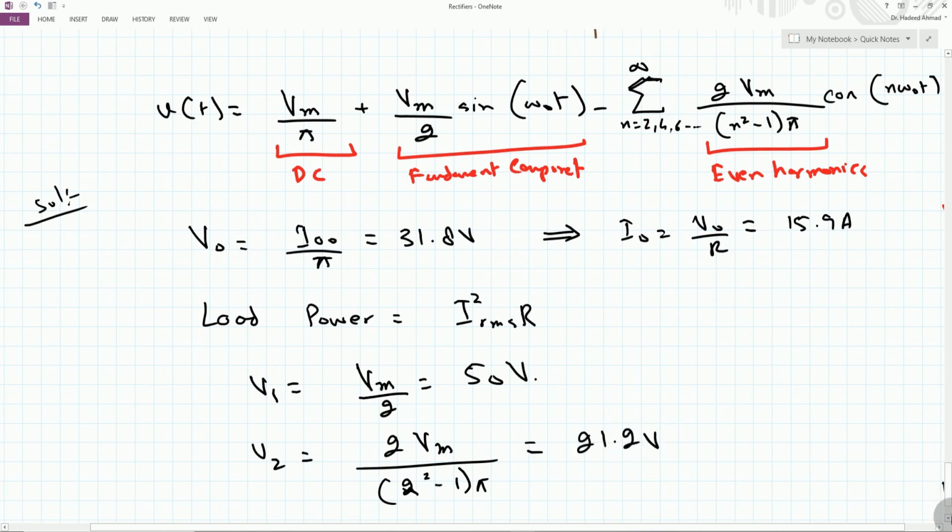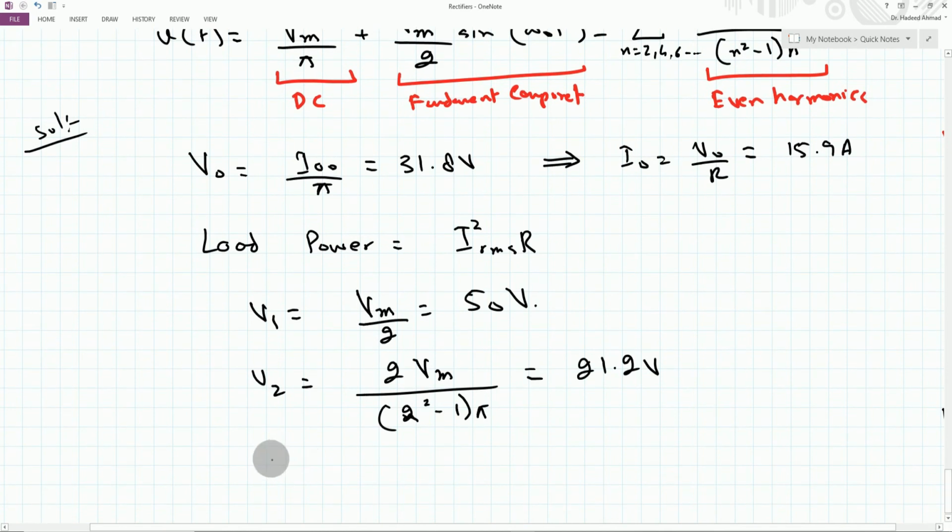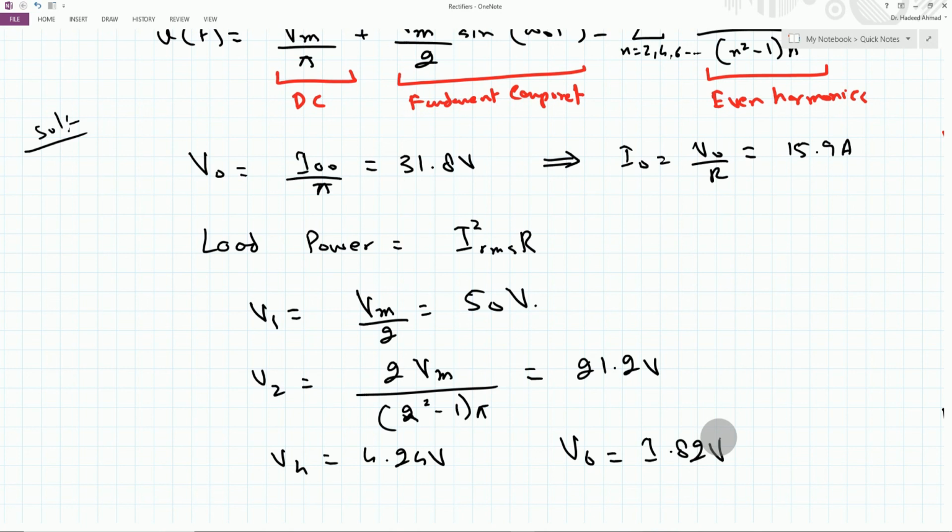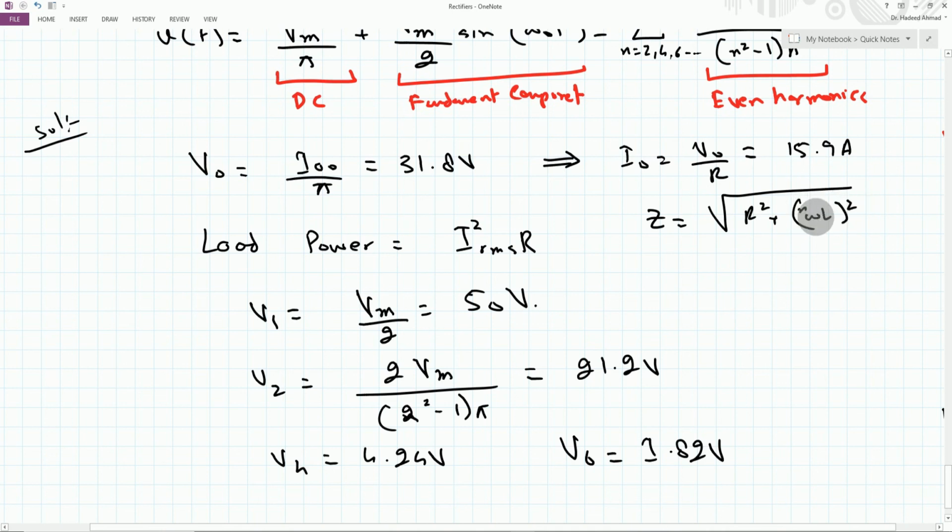Similarly, I can find out the values for V4, that is equal to 4.24 volt, and then I can get the value of V6, that is equal to 1.82 volt. Now, based on these values of the voltage, I can find out the value of the current I, such that Z is equal to the square root of R square plus omega L square.